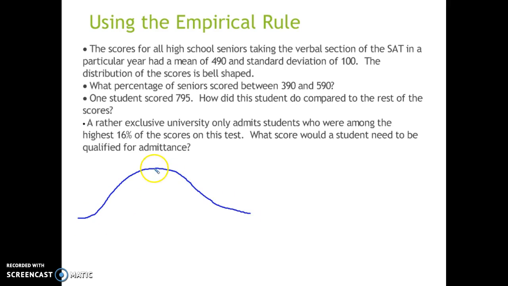Here's my curve. Right down the middle we have our mean of 490 and a standard deviation of 100. So as I go up, I'm going up by 100. So we'll go up a couple of times, and maybe one more. And we'll go down a couple of times.